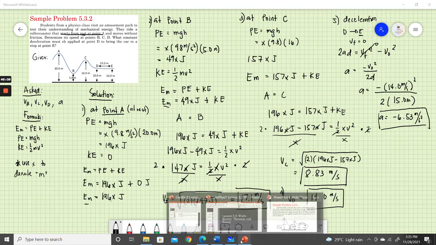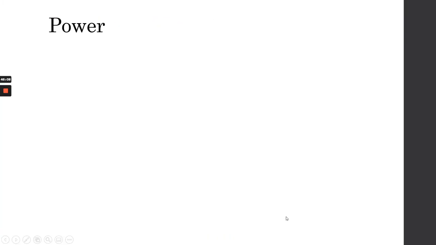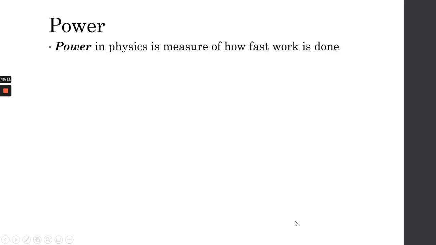And let's move on to the last part of our discussion, which is power. It's quite easy. When we talk about power in physics, it's basically a measurement of how fast the work is done. So we are just adding an element of time. We know that work is equal to Fd. Therefore, how much work you've done over a period of time is basically power.